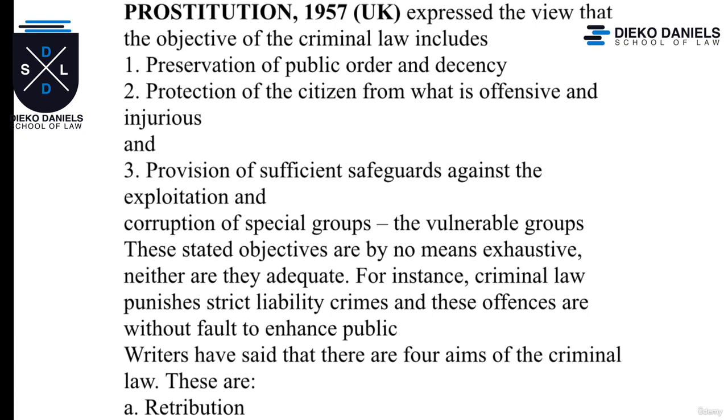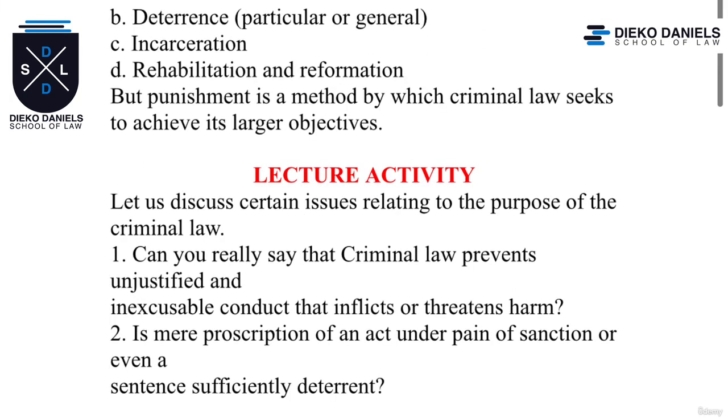For instance, criminal law punishes strict liability crimes, and these offenses are without fault, to enhance public safety and welfare. Writers have said that there are 4 aims to criminal law. Number 1, retribution. Number 2, deterrence. Number 3, incarceration, and number 4, rehabilitation and reformation. But punishment is a method by which criminal law seeks to achieve its larger objective.